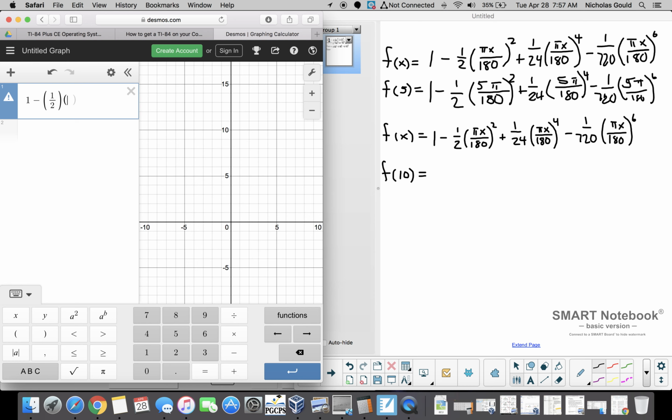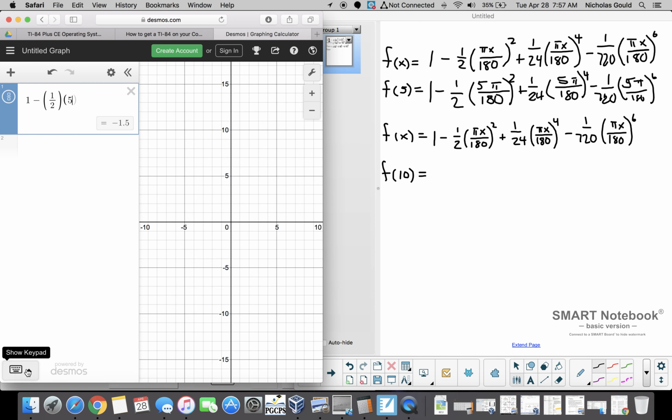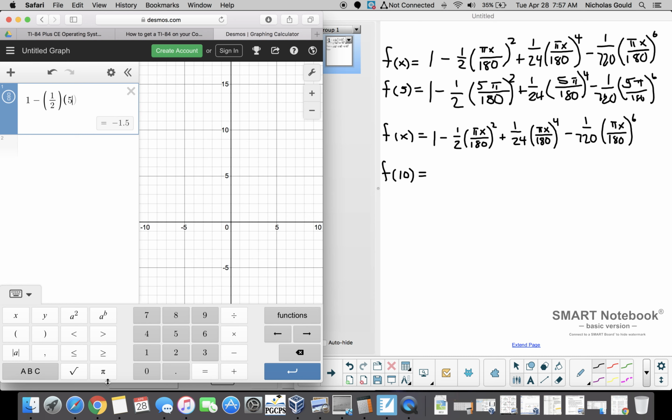So I see a fraction 1/2, so I'm going to put it in parentheses. Now it's time to substitute in for the 5 pi divided by 180. So I'm going to type in 5. This little keyboard button at the bottom will bring up everything you need. So I have 5 pi divided by 180. And it's key: whenever you type in the numerator, it's going to be stuck in the denominator. So we have to select it to the right so that we know what we're doing.